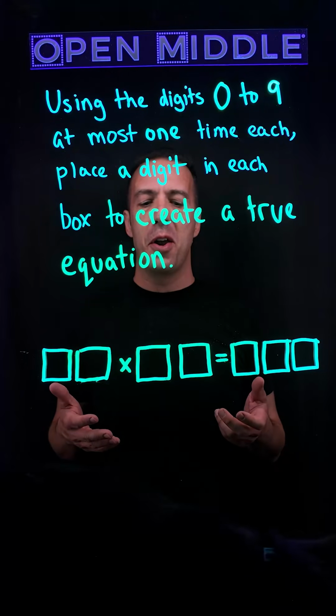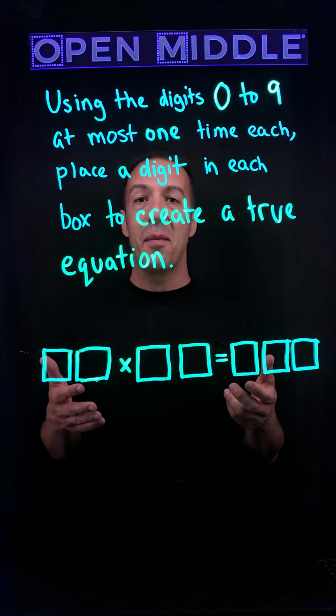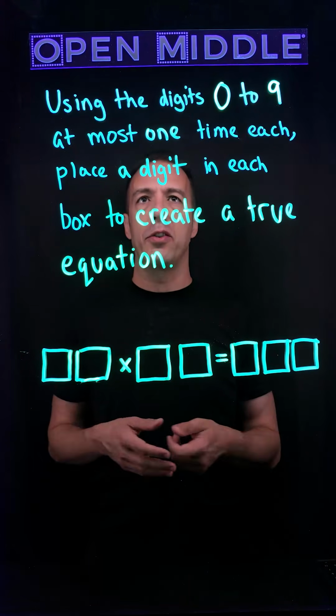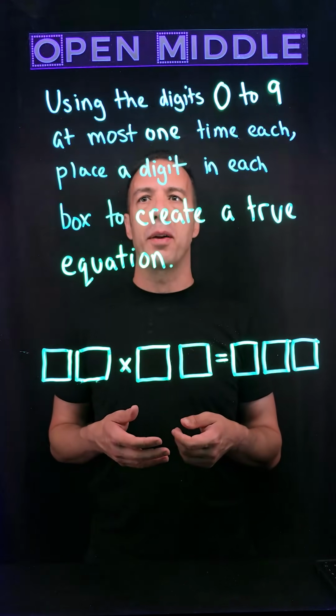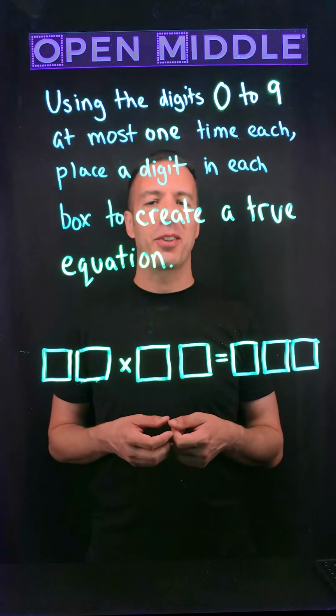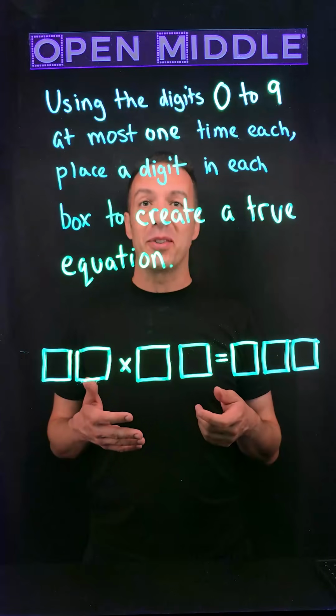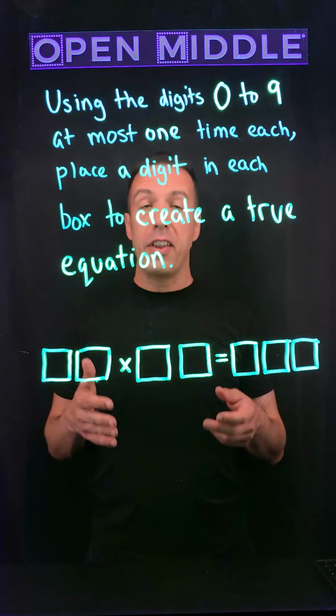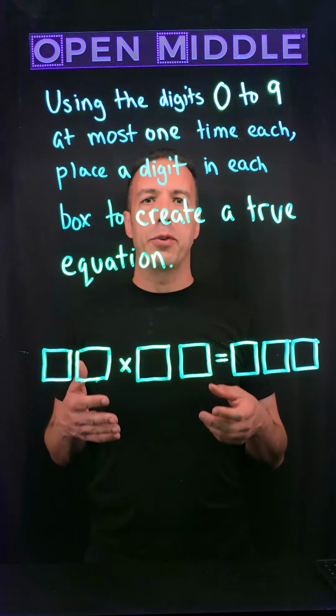So here's a fun multiplication problem for students to try out. It says using the digits 0 to 9 at most one time each, place a digit in each box to create a true equation. So that was Tatiana. So I think for a problem like this, I definitely want to allow students to use calculators.